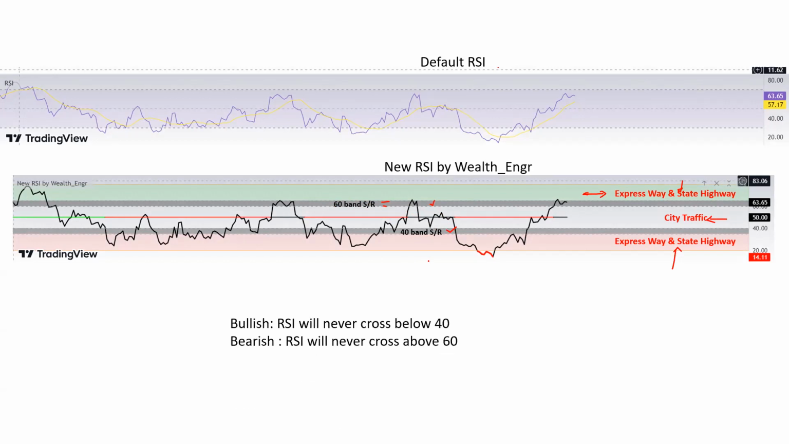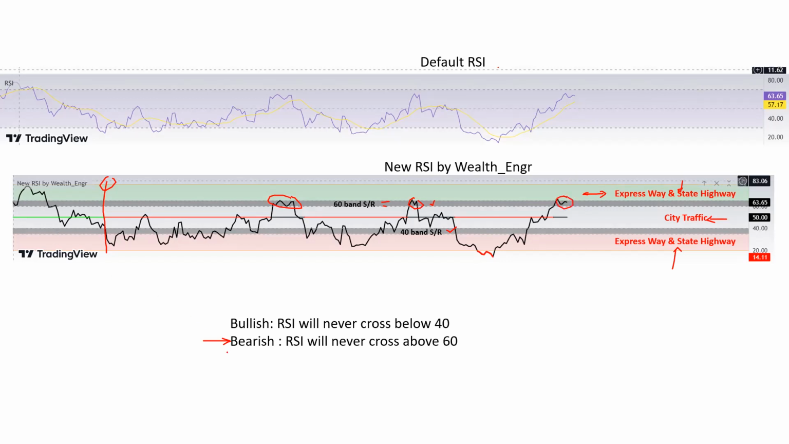I'll tell you one thing. For a bullish case, RSI will never cross below 40. For a bearish case, RSI will never cross above 60. If you take a bearish script, it will never cross 60. See here, the bearish cycle has started from here. From here it will never cross 60, and 60 will be the top resistance. When it came to the 60 band, it was a resistance, and now currently again it is at the 60 band. Now again it meets the resistance.